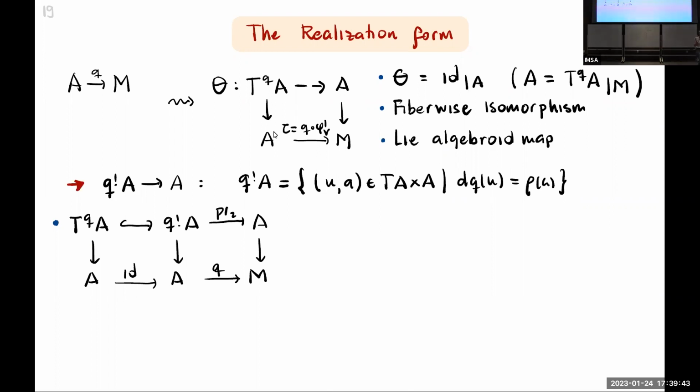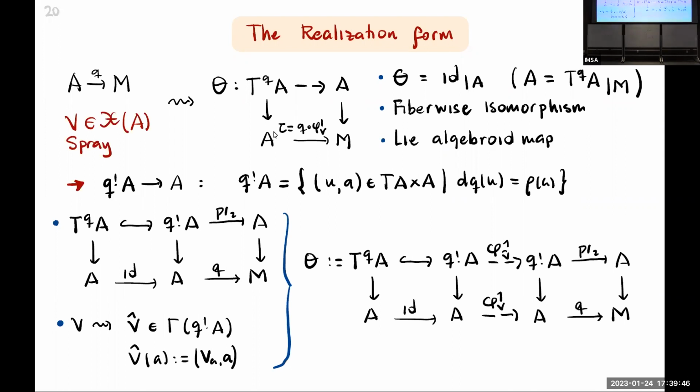So what you do is the following. Remember that I started with the spray. The spray satisfies the condition that it lifts the anchor. So when I project the spray, when I project dQ of dA, I get the anchor of A. This tells me that I can produce a section of this new algebroid Q of A. And it's very natural, it's given by this equation.